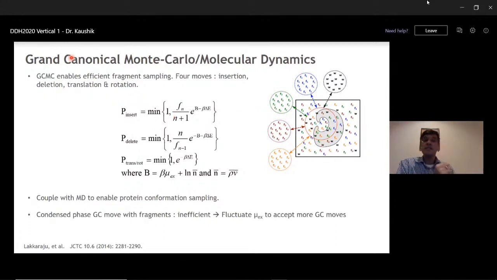This is potentially how GCMC would work. Now, in the context of a condensed phase simulation where there's explicit water, that throws in an additional challenge. And what is this challenge?